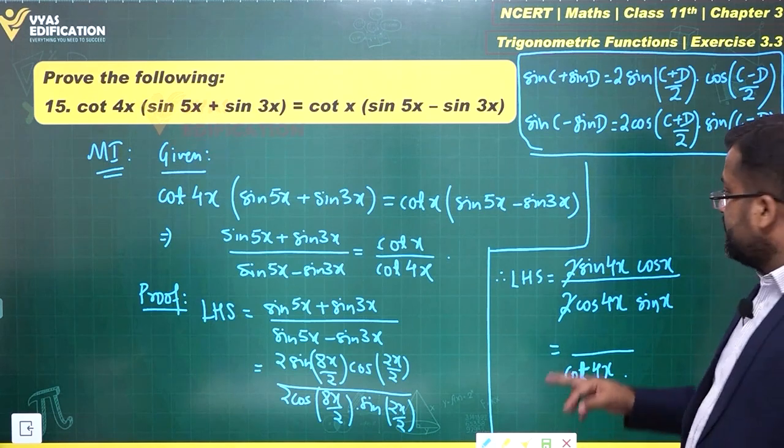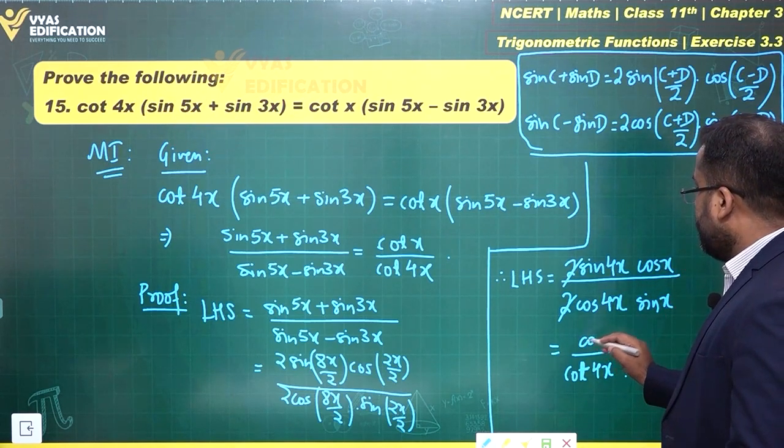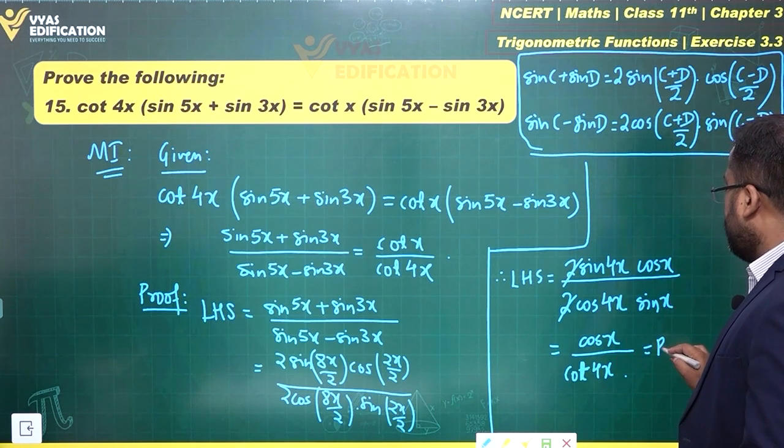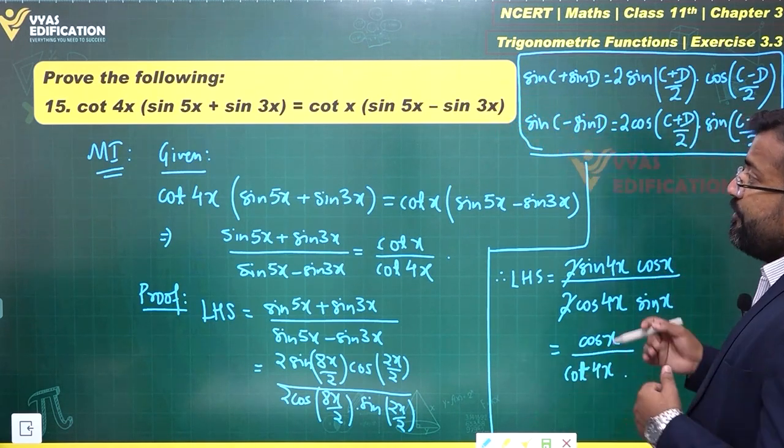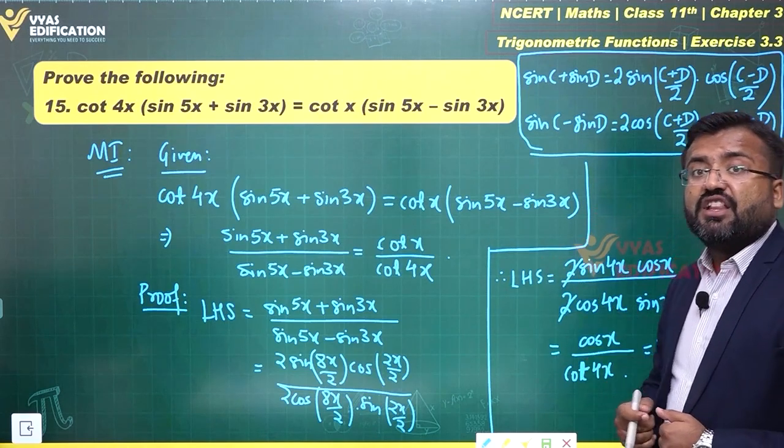Okay. What about this? This is cos x upon sine x. In the numerator you have cos x, and is this equal to the RHS? Yes. And this is what you wanted to prove. So this is the complete proof using method 1.